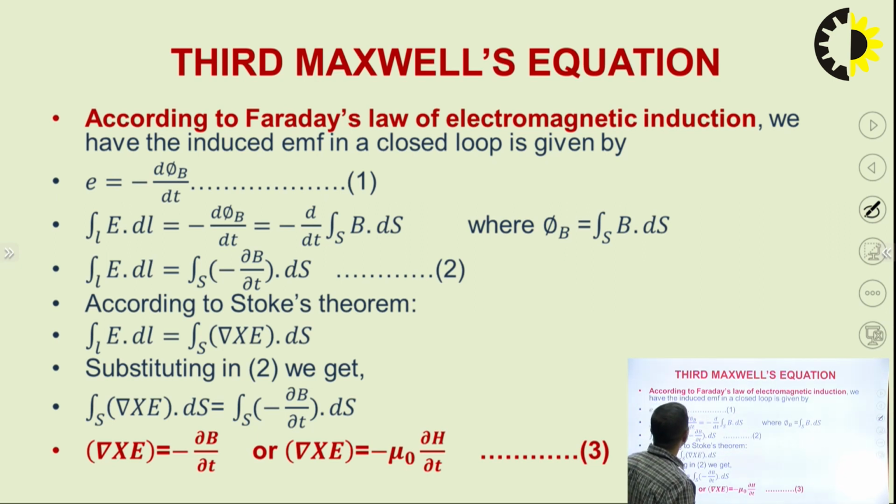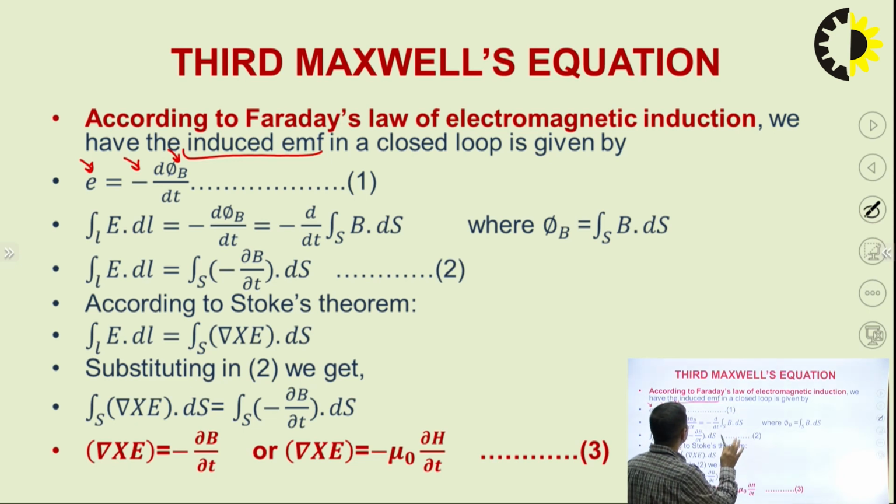Now again, we will write according to Faraday's law of electromagnetic induction: the induced electromotive force in a closed loop is given by the negative rate of change of magnetic flux. Here E represents the induced EMF, which is equal to minus, the minus sign representing a rate of decrease, of the magnetic flux. This phi B is the magnetic flux here.